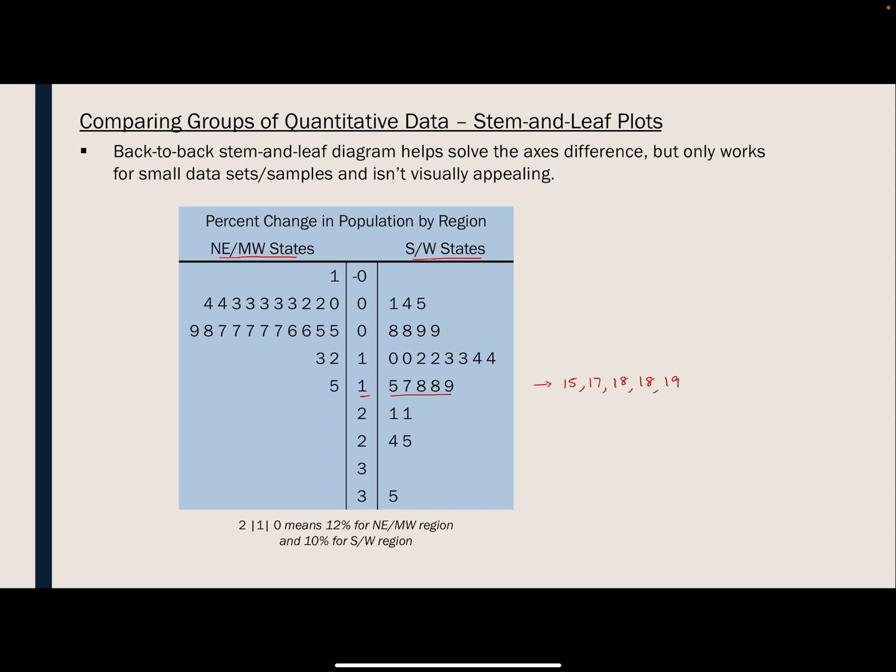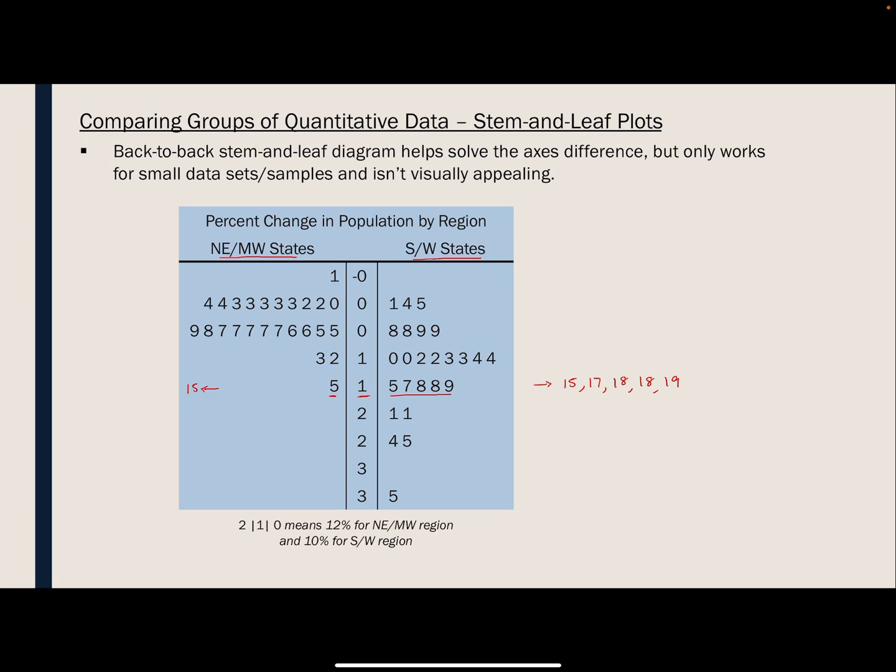Whereas for the other side, for the Northeast Midwest region, when I read this, I actually have to read backwards. I want to read from right to left. So I'm going to read the 1 and then the 5. So this would be a data value of 15.